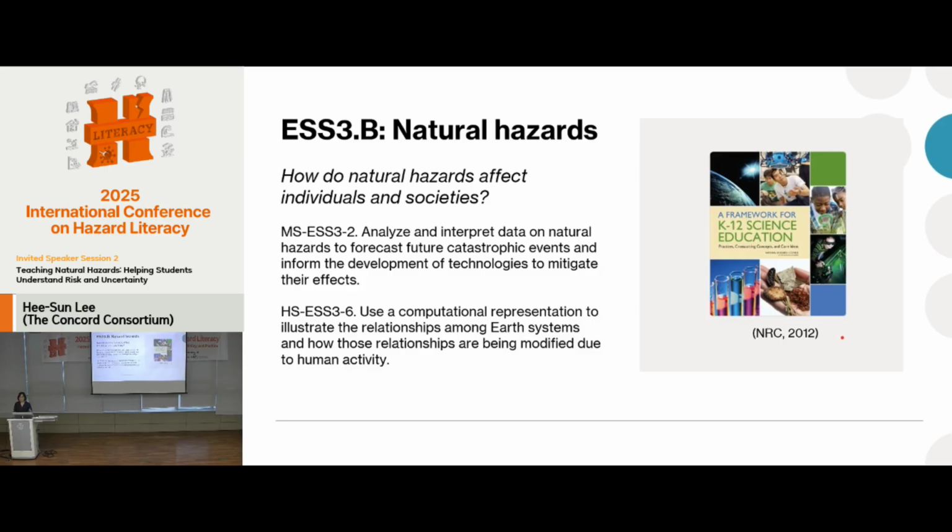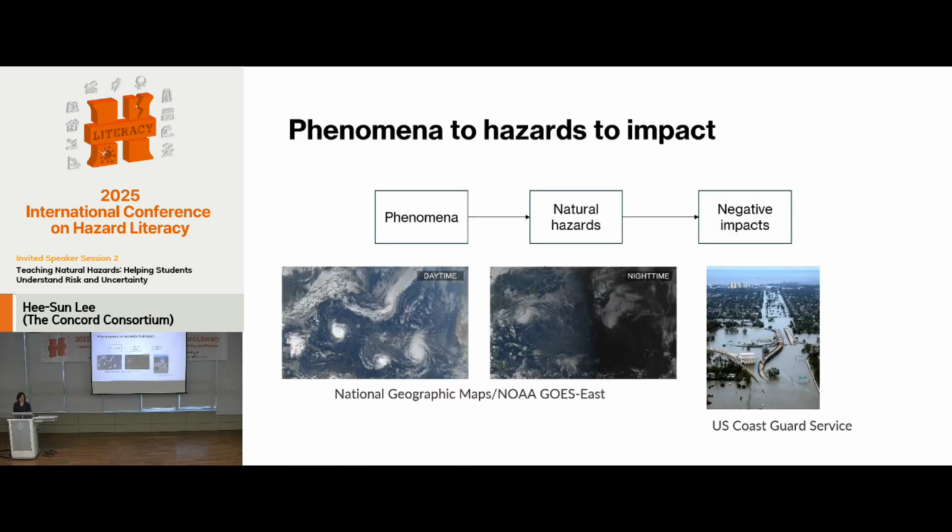So we must address these things when we design, when we got the money from the government. So then we really think after we got money, so we must produce something. So we actually very plainly think about what students can think about. So there is a phenomenon, and then that causes natural hazards, and hazards cause negative impacts.